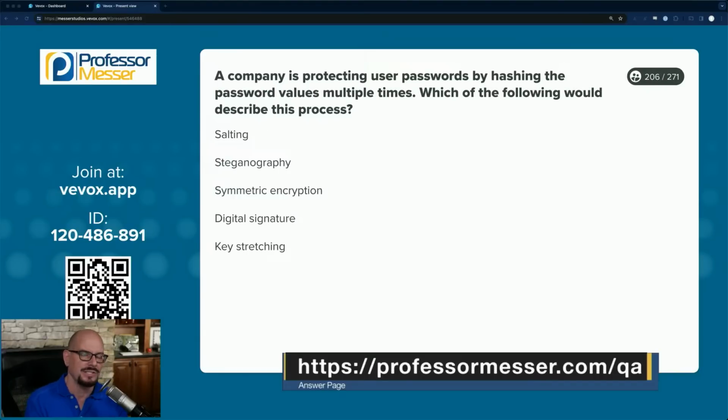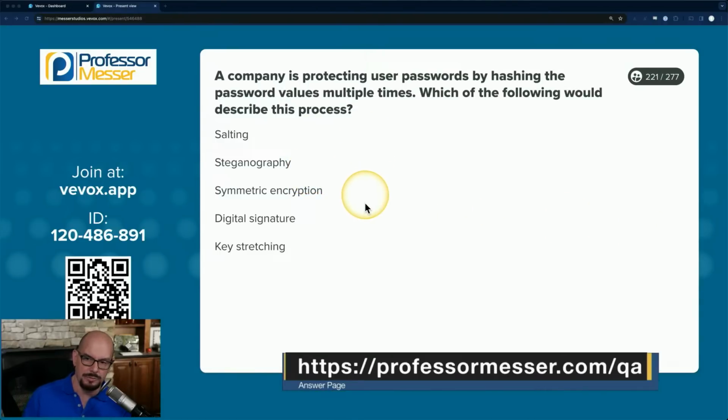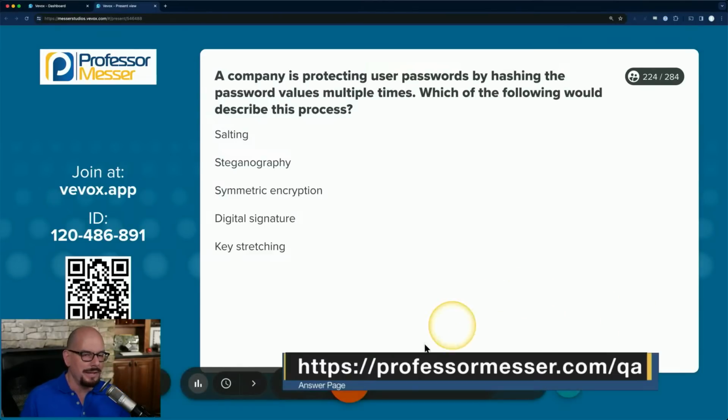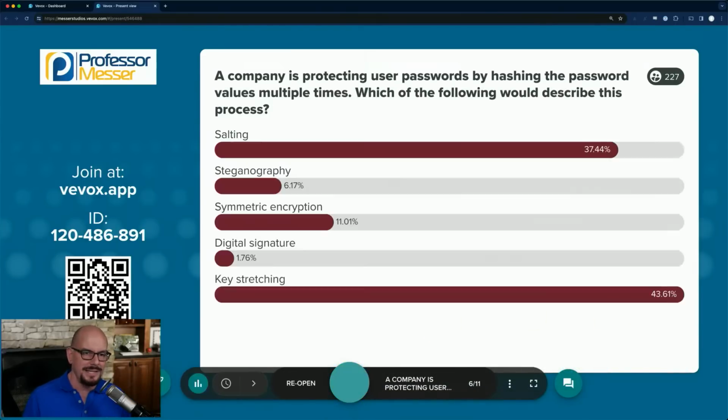The question again asks, a company is protecting user passwords by hashing the password values multiple times. Which of the following would describe this process? Is it salting, steganography, symmetric encryption, digital signature, or key stretching? You have a few different options there. A number of you have already input your answer. So let's see what you chose in this list.